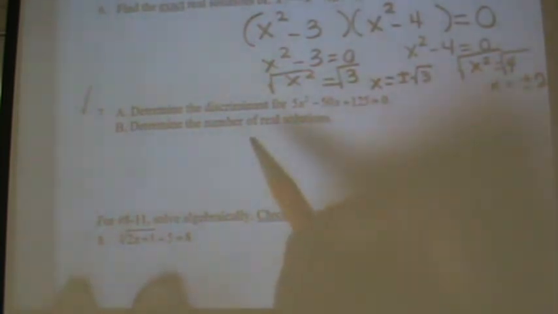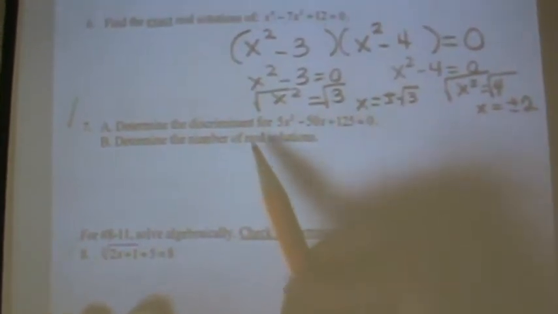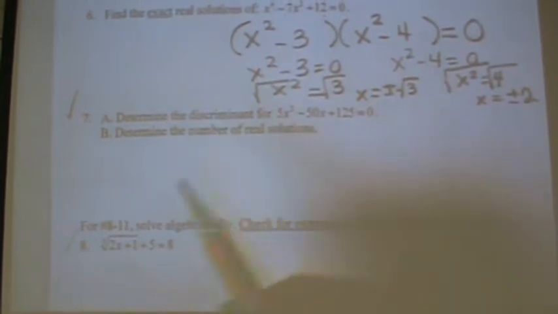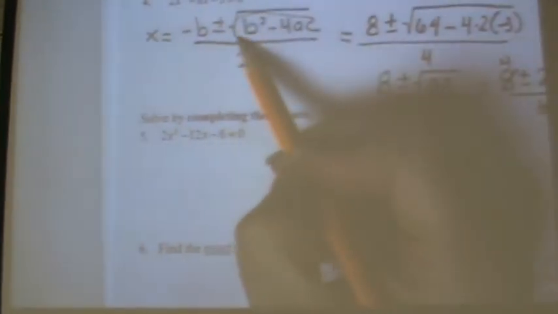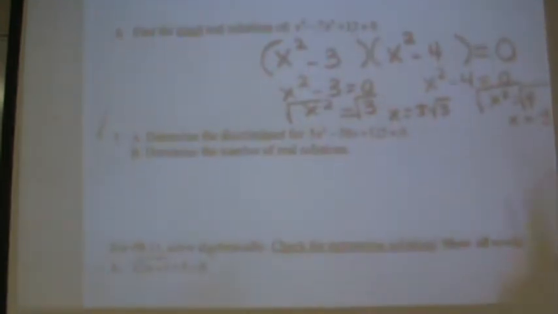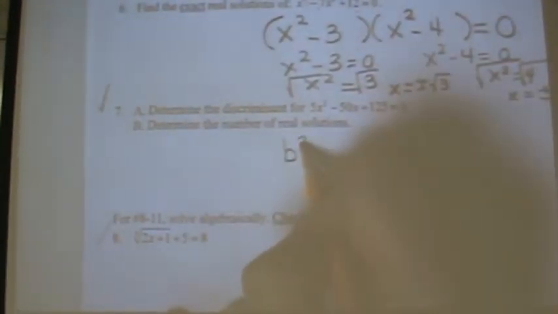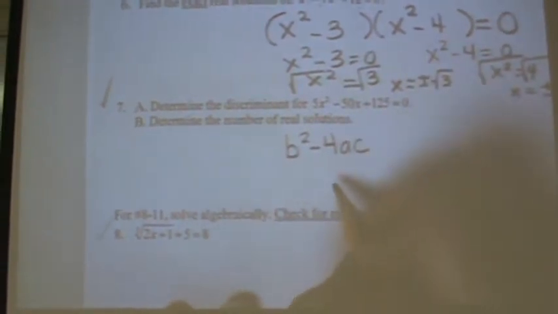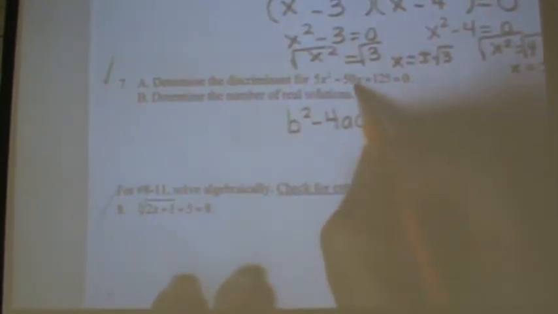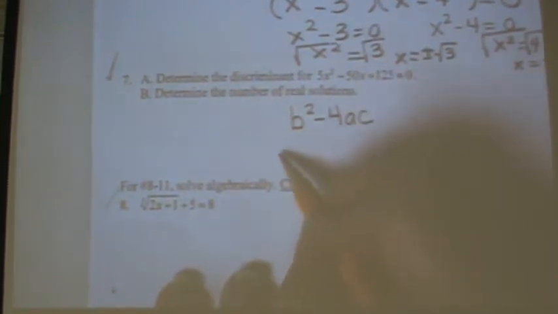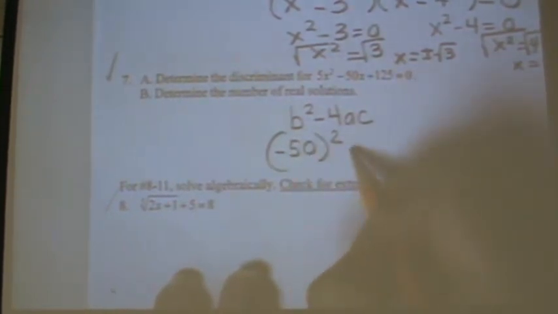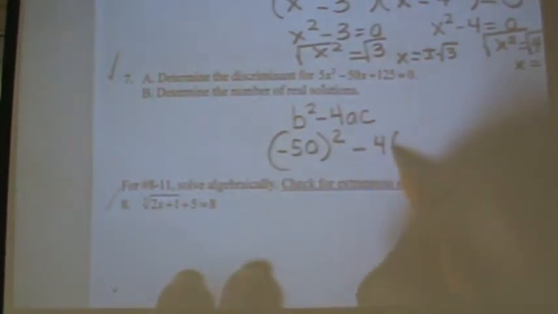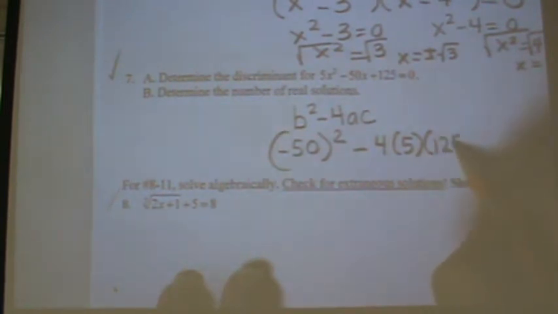The next question is on the exam. They're asking you to find the discriminant, they want to know how many solutions there are. What is the discriminant? The discriminant is this portion of the quadratic formula. This is on the exam. It's b squared minus 4ac. Well, the b value is negative 50, so it's negative 50 squared. And make sure when you type that in your calculator, you put parentheses around it. Minus 4 times 5 times 125.